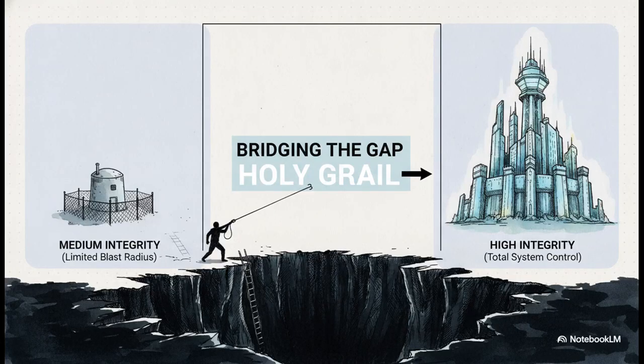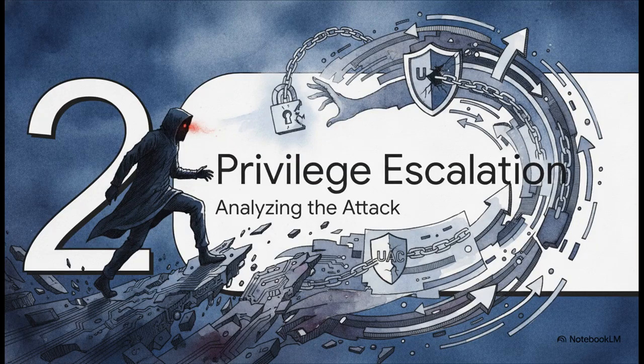So, the absolutely crucial thing to grasp here is the massive gap between medium and high integrity. If an attacker gets stuck at medium, sure, they're annoying, but their blast radius is contained. They can't fundamentally break the machine. But if they cross over into high integrity, the game's pretty much over. A high-integrity process can rewrite the registry, wipe out other user accounts, and control any file. Bridging that gap from medium to high is the holy grail for a local attacker, and it's exactly what this exploit achieves. Moving right along to Section 2, analyzing the privilege escalation vulnerability.